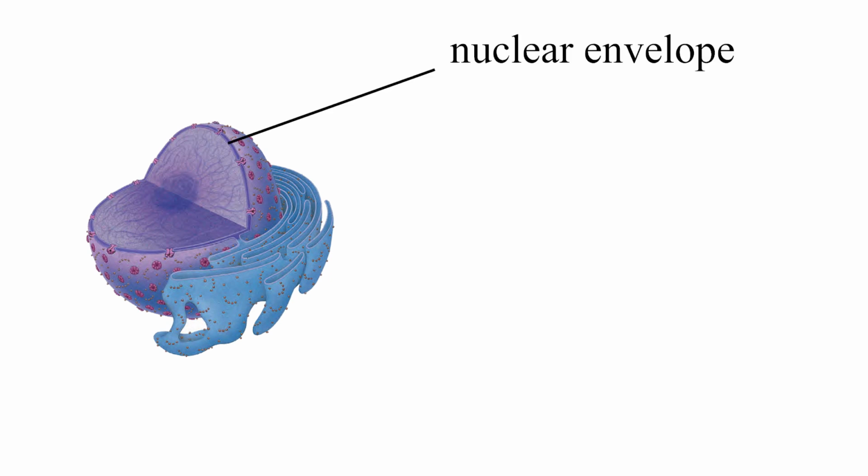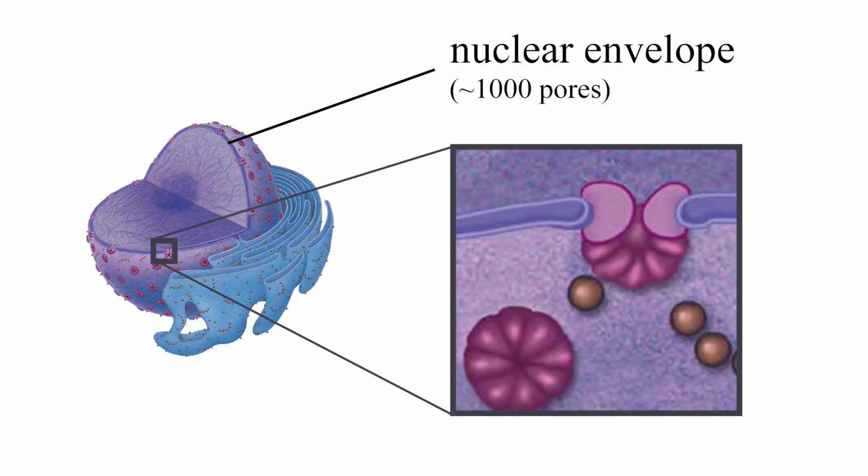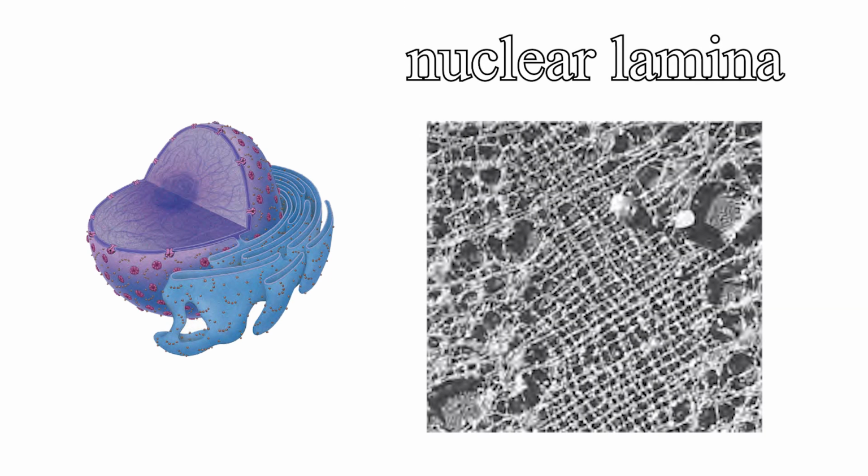The nuclear envelope is perforated with around 1,000 pores. At each of these pores, an intricate protein structure called a pore complex regulates the entry and exit of genetic material and proteins. On the inside of the nucleus, a net of protein filaments called the nuclear lamina maintain the nucleus's shape by supporting the nuclear envelope.